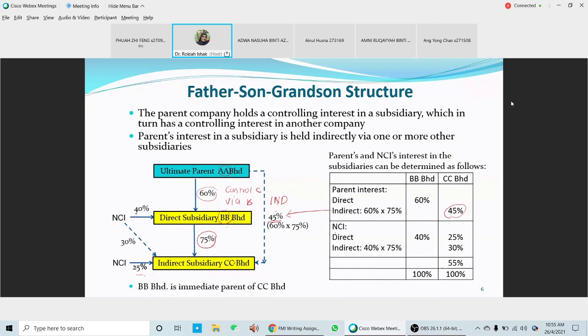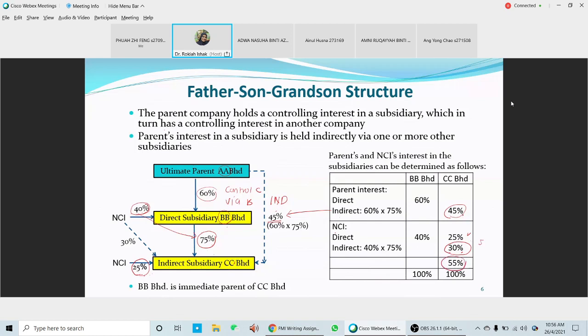For the NCI, directly in B, NCI has 40%. In C, NCI has 25%. Indirectly, through B, NCI has 40 times 75. Yeah? 40 times 75. So indirectly, NCI has another 30%. So altogether the NCI here is 55%.